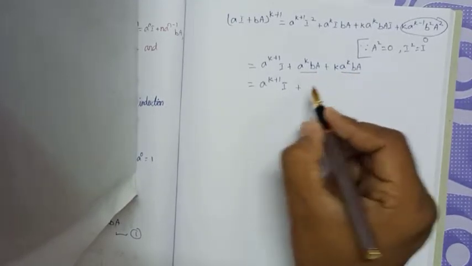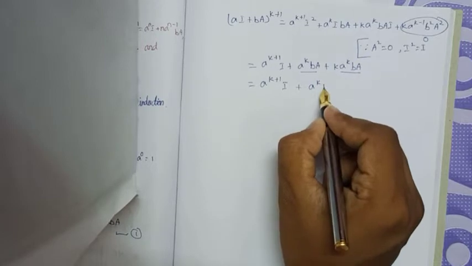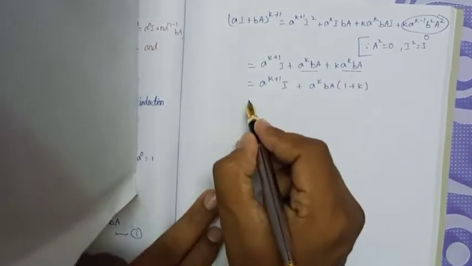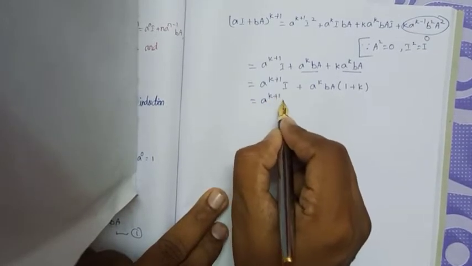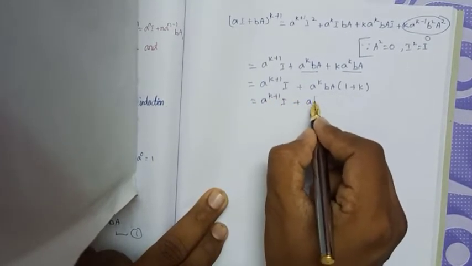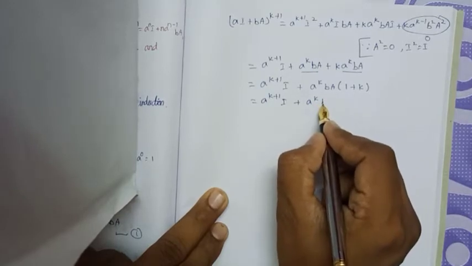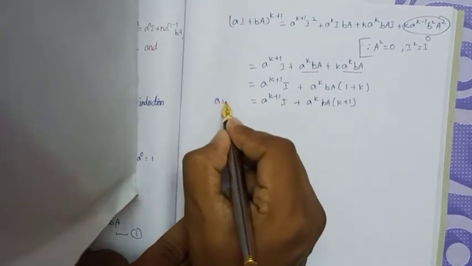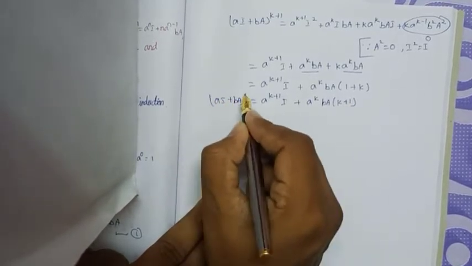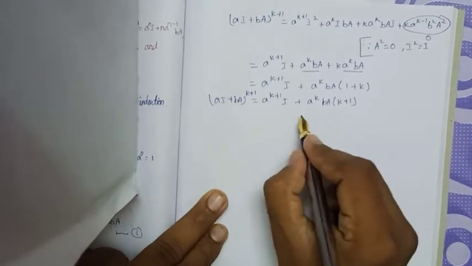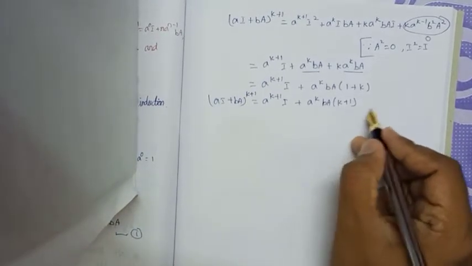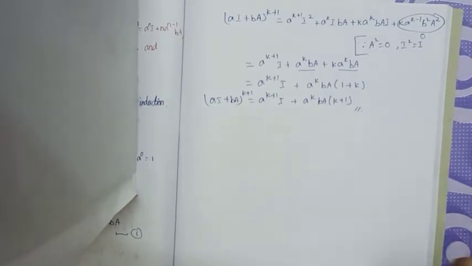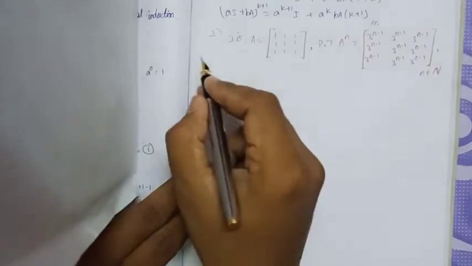Now take this common out, A^k into BA, so we get 1 plus k, so we can rewrite A^(k+1) I plus A^k BA into (k+1). So here (AI + BA) whole power k+1. So by the principle of mathematical induction it is true for n equal to k+1. Okay, so hence proved. Now continue the second problem.